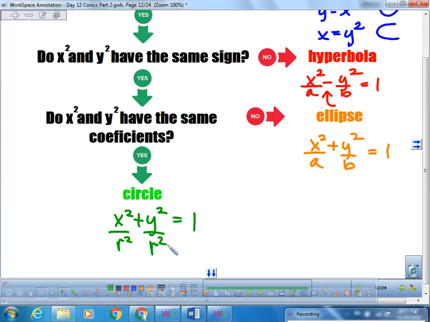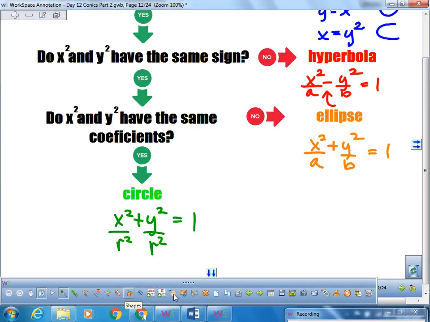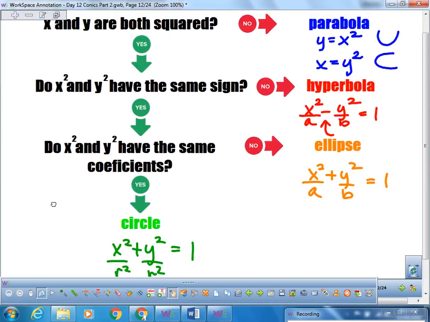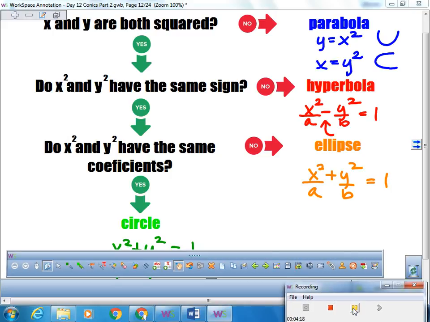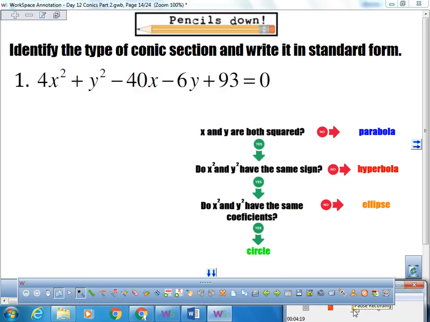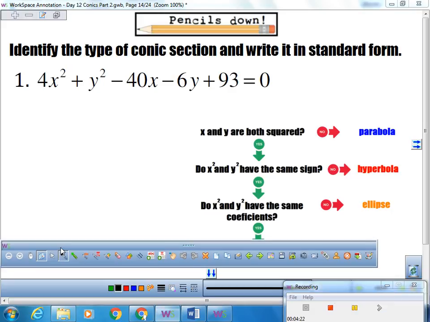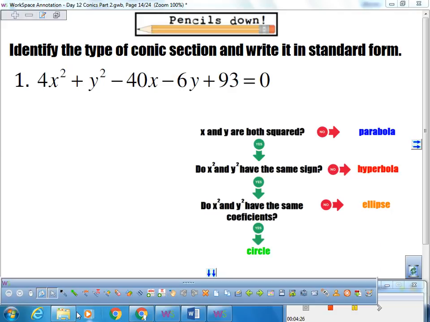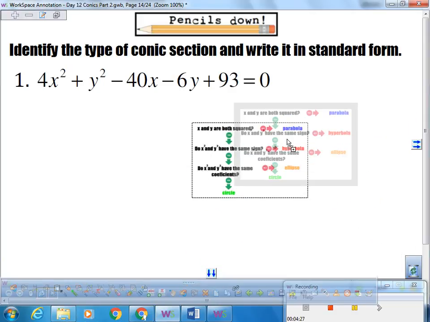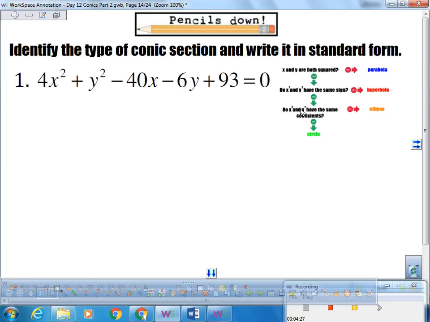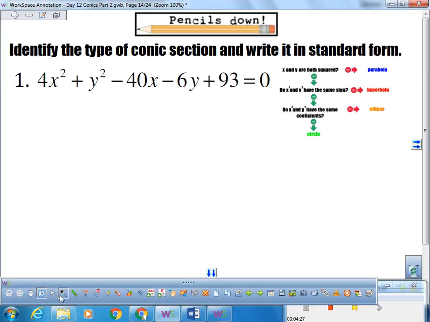Okay? All right, does anybody still need this up? Okay, I'll leave this up for just a second for your notes. Okay, so let's do number 1. All right, I'm going to make this a lot smaller because I want some room. I want it up there because I want to reference it.